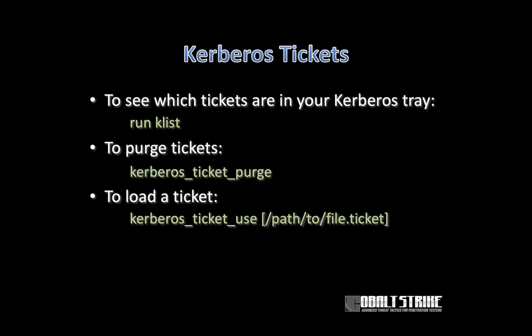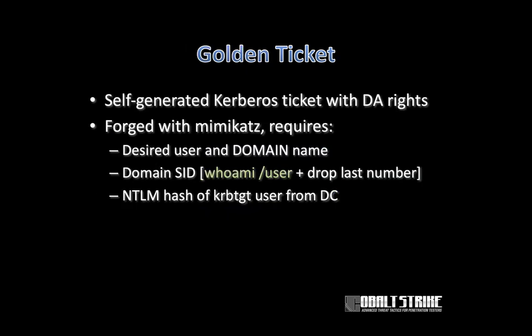And if you happen to have a ticket file laying around and you want to inject it into your Kerberos tray, use kerberos_ticket_use and the path to the ticket file on your Cobalt Strike client system. One place where I've used Kerberos tickets quite a bit in offense is generating a golden ticket. A golden ticket is a self-generated Kerberos ticket with domain administrator rights. You can create one of these with Mimikatz.